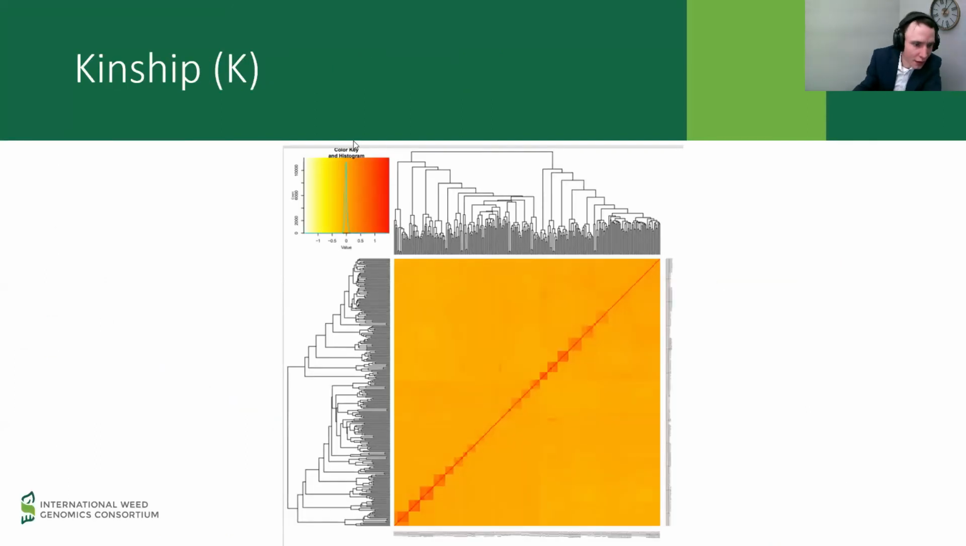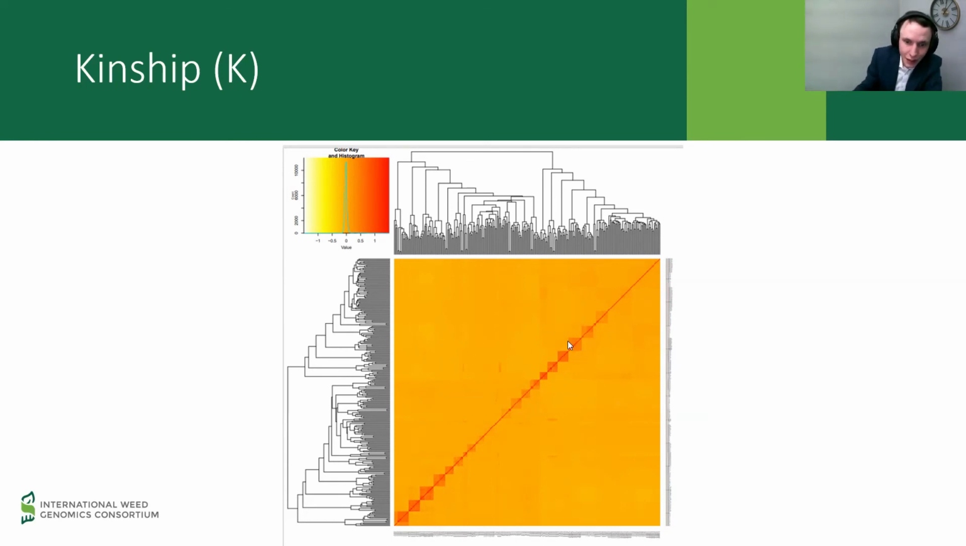Kinship instead is a pairwise comparison between each sample and every other sample. In this graph, red is essentially highly related. Yellow to white is essentially not very related, not related at all.